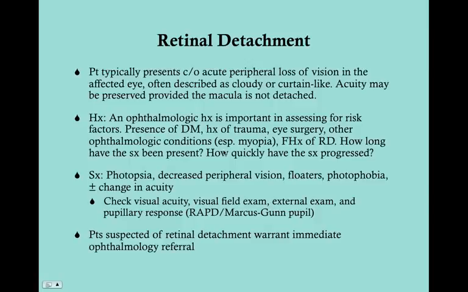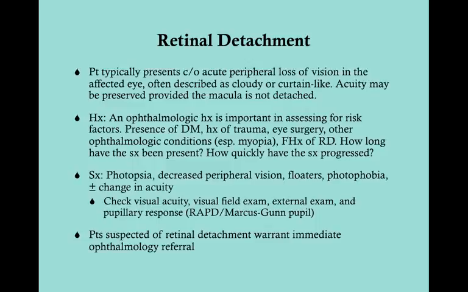The symptoms of retinal detachment are photopsia, that's irregular flashing of lights, a sensation of flashing lights, caused by stimulation of the retina as it detaches from the RPE. As we mentioned, decreased peripheral vision, floaters, which are associated with posterior vitreous detachment, photophobia, and there may be a change in acuity. If there is, it's likely that the macula has been detached.